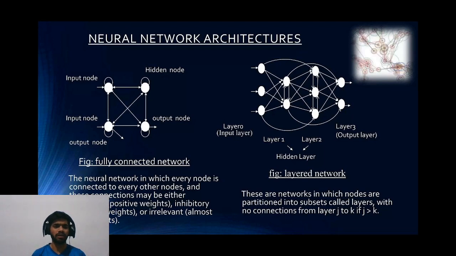So the fully connected network is a neural network in which every node is connected to every other node, and these connections may be either excitatory, that is positive weights, inhibitory, that is negative weights, or irrelevant, that is almost zero weights. Okay, so now the layered network. These are networks in which nodes are partitioned into subsets called layers, with no connections from layer j to k if j is greater than k, as you can see in the figure.